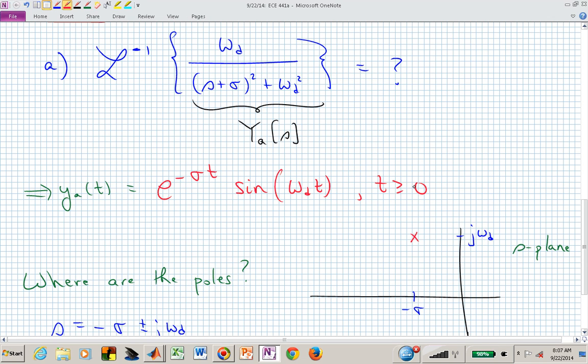We're doing the one-sided Laplace transforms. That is now our expression for the inverse Laplace transform of some constant over s squared plus something s plus something else, where we factored that denominator into s plus sigma quantity squared plus omega sub d squared, and you could do that by completing the square if you wanted to.